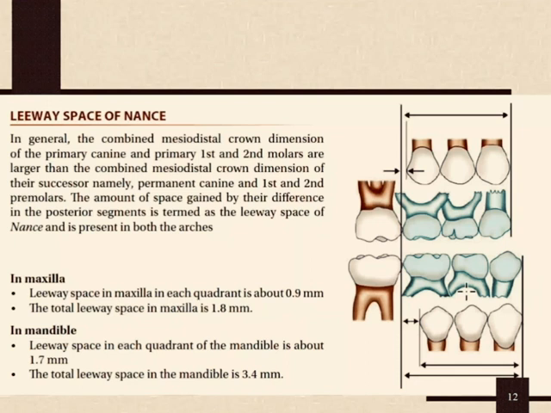When leeway space is deficient, for example, if we don't have enough leeway space, in some individuals we will have an unerupted permanent canine in the maxilla, for example, because it is highly placed, or the lower 5 in the mandible, because we don't have enough space available for the permanent dentition eruption. I hope this was clear.